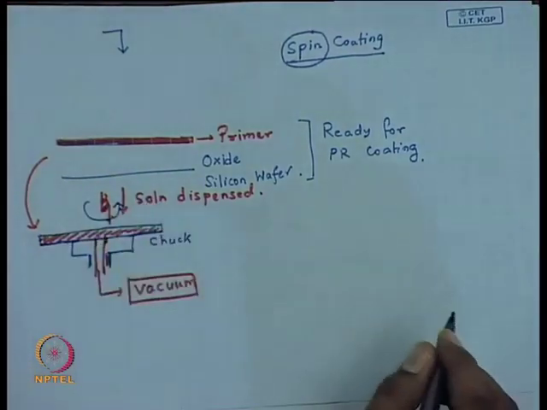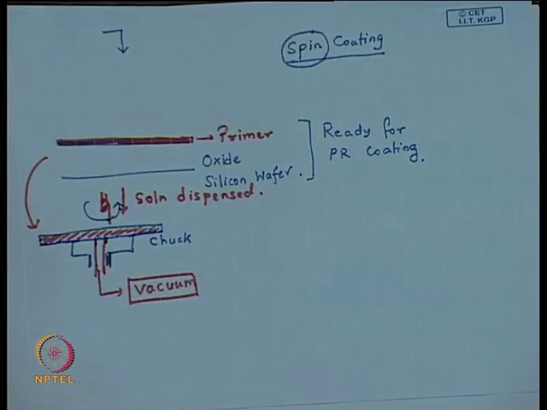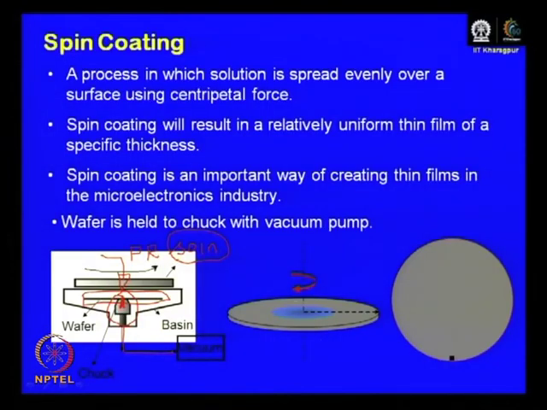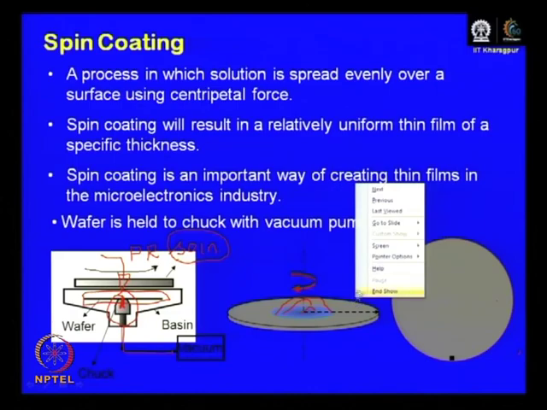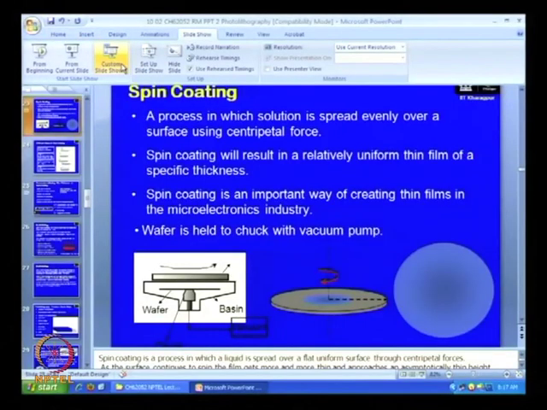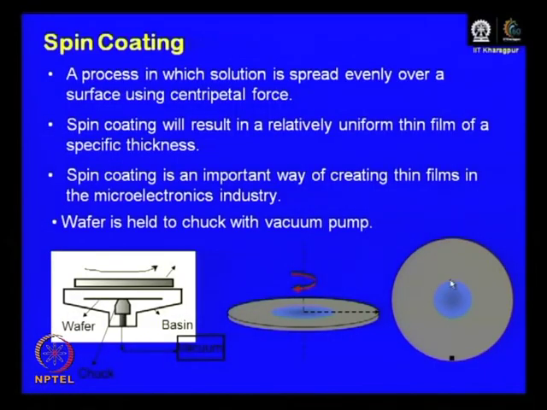So, the whole thing starts to rotate, and because of the high speed, the initially dispensed drop starts spreading and covers the entire wafer. I will repeat the cartoon again. This is the wafer, or the substrate, sitting on the chuck. On the back side of it, the vacuum connection has been switched on, so that the wafer does not fall off, and then you dispense your photoresist drop.